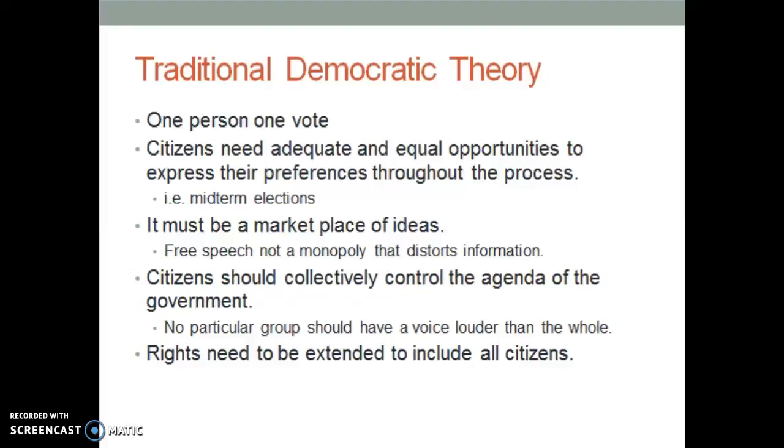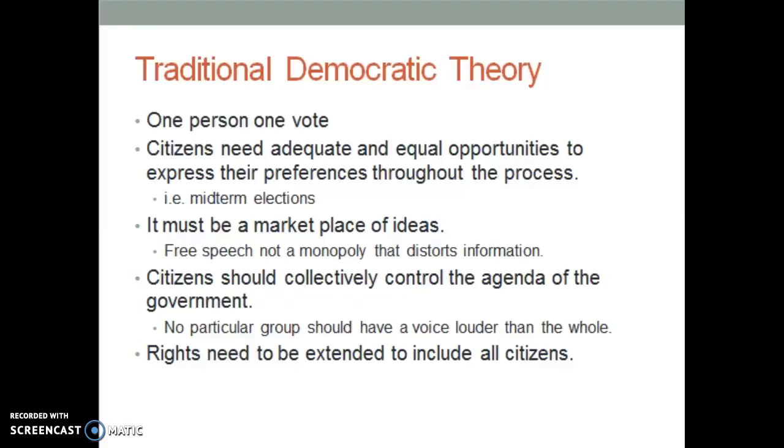And that can be an issue with gerrymandering, where you deliberately misdraw lines to impact the outcome of an election. You may change people's voices within different congressional districts. And then lastly, rights need to be extended to include all citizens. If you're only hearing the voices of some people, you're really not going to be able to accurately represent everybody. And I think that seems pretty straightforward.